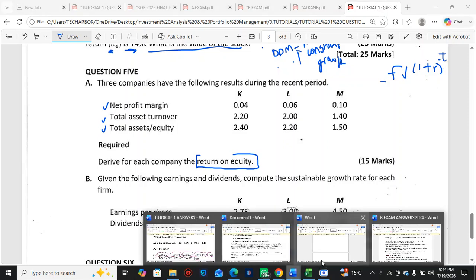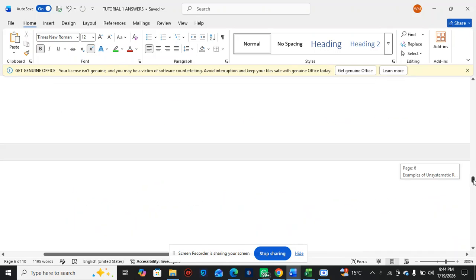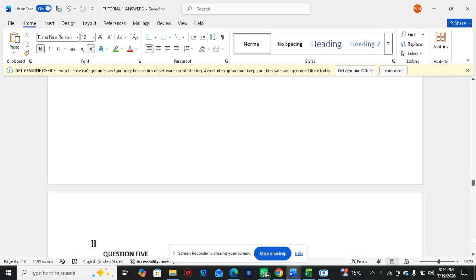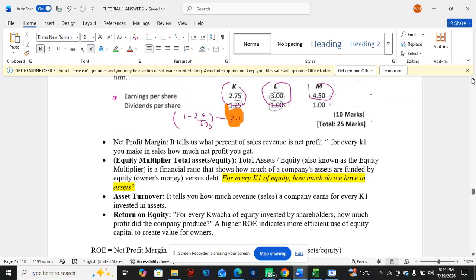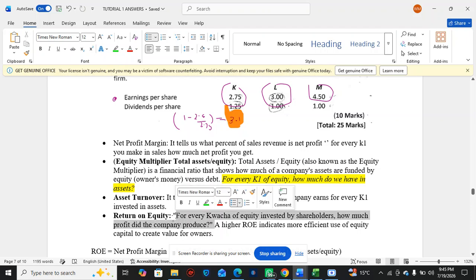Okay. So, we can say return on equity is how much profit the company is generating from the owner's money. That's what we can say return on equity. For every one kwacha of equity invested by shareholders, how much profit does the company produce? Okay, that's return on equity. How much profit are we generating from the owner's money, which is the equity?